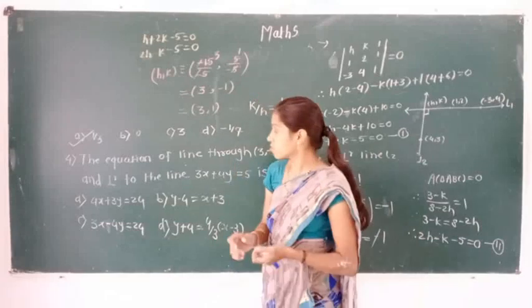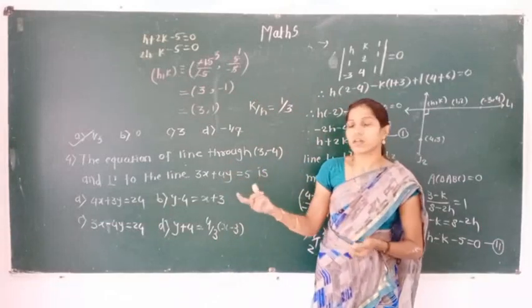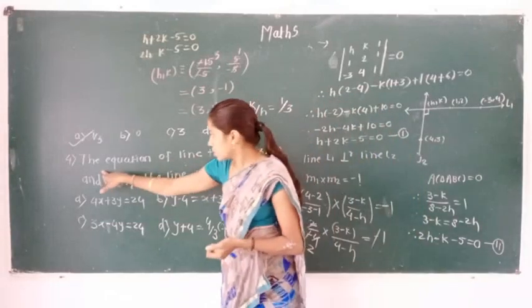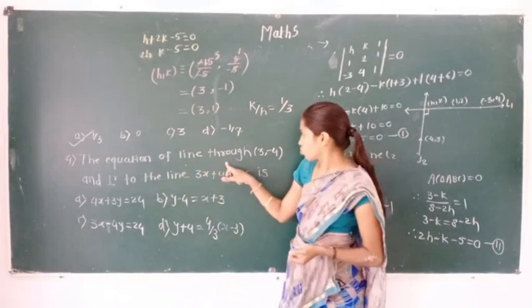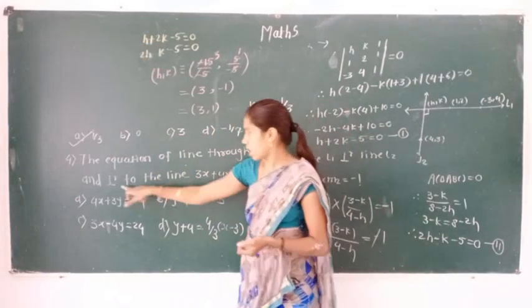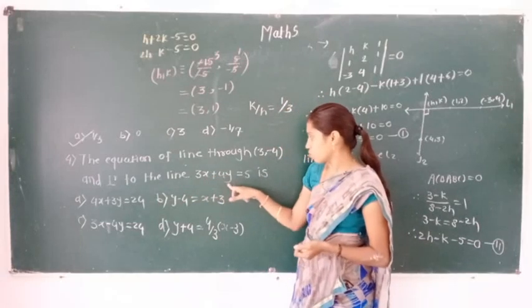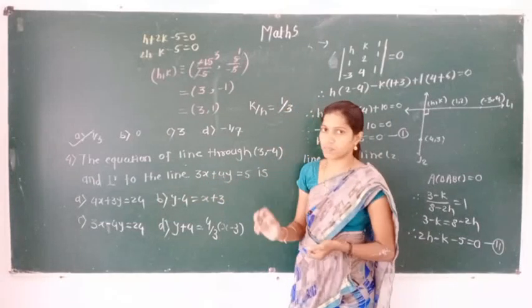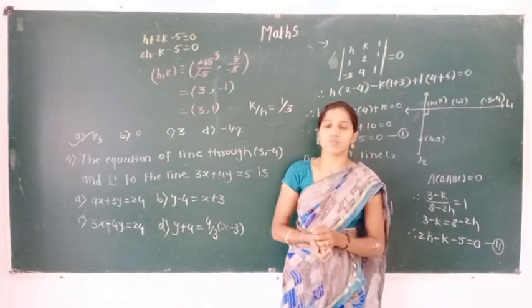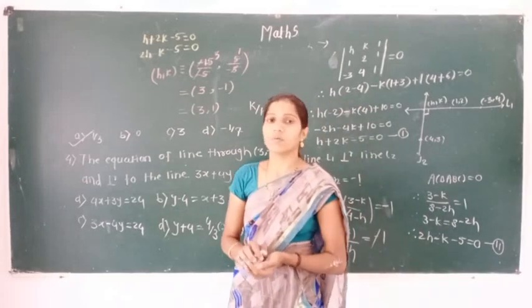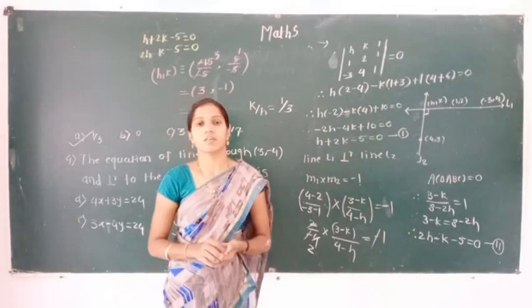The next MCQ, write down for homework: the equation of the line through (3, minus 4) and perpendicular to the line 3x plus 4y is equal to 5 is. This question, write down for homework. I hope you understood all these MCQs.